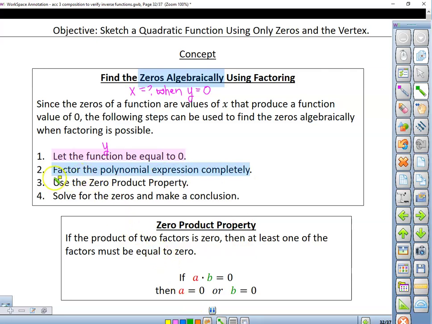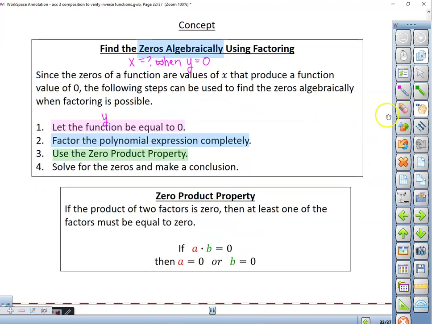And we're going to use what we call the zero product property. So let's talk about that here real quick. So down here we can see the zero product property. This is also in your notes. This is huge for when we use factoring to solve things, because when we factor, we create a product of factors that equals 0 in these problems.